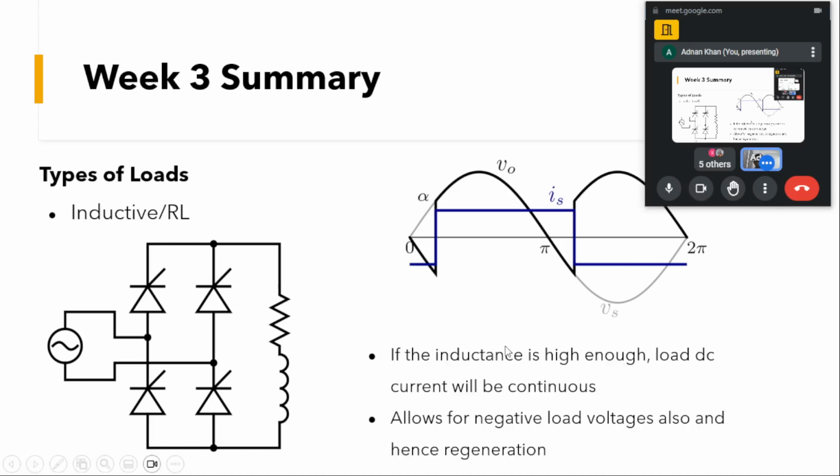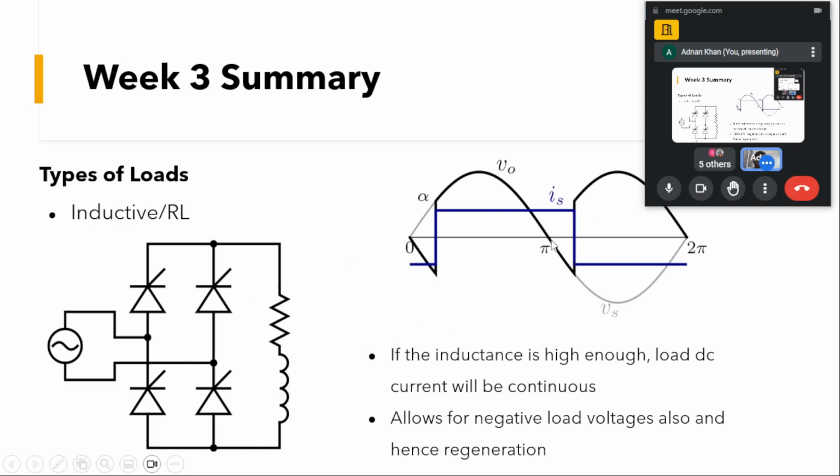So as I had already told, if the inductance is high enough, the load DC will be continuous, like a straight line you can assume, and due to this inductance, the negative voltage can also come across the load. So you can see that at the load we are having a negative voltage, but the current is still positive, because the inductor cannot allow the change of current direction.